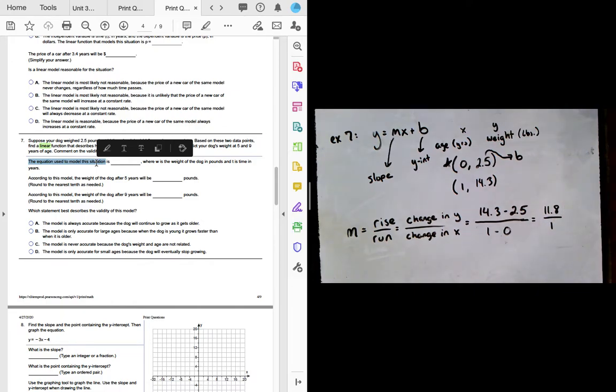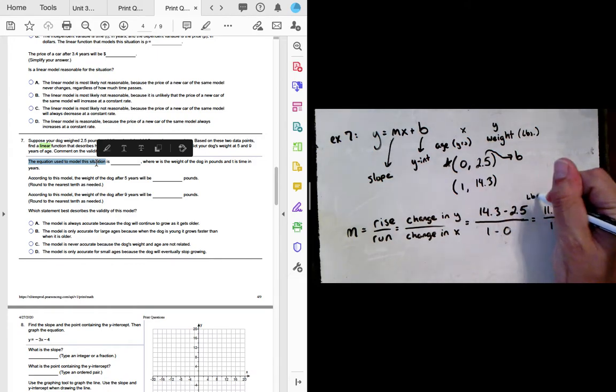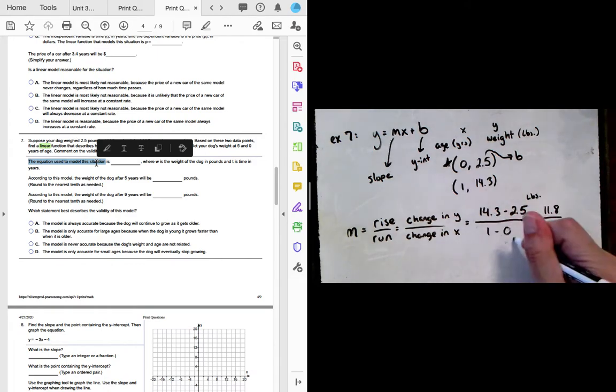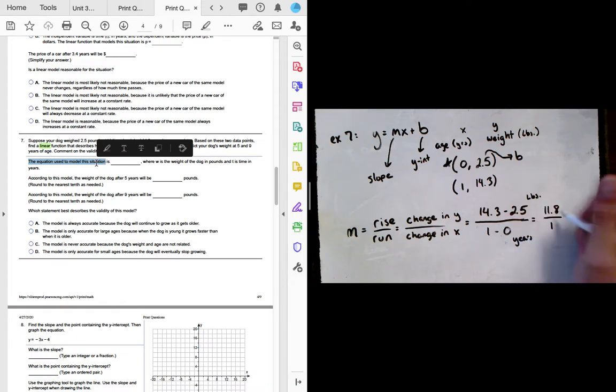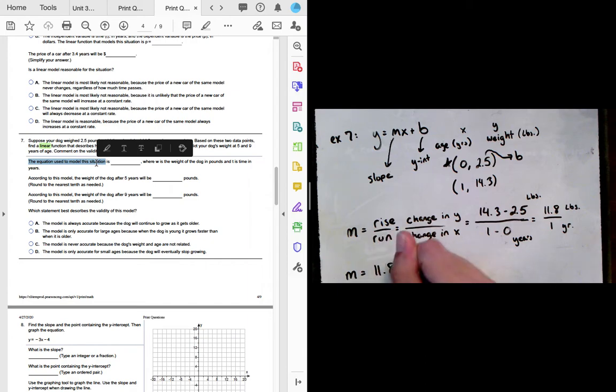And remember what the units of these are. It's extremely important. I could definitely ask you as you calculate this, what unit is the slope in? Remember that these values up here are pounds, and these values down here are years. So when I divide this, 11.8 divided by 1 is saying that this dog's weight is going to grow 11.8 pounds for every 1 year. Or in other words, the m value is 11.8 pounds per year.